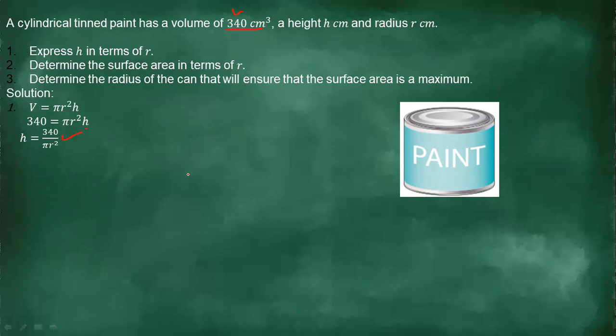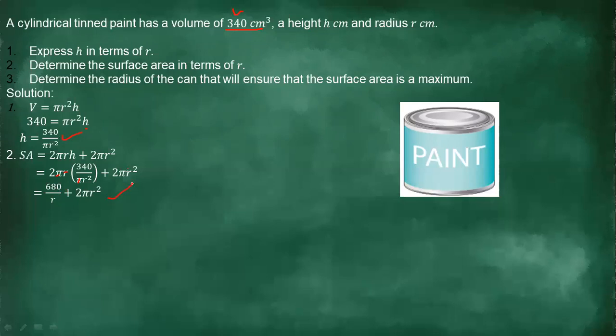Number two, determine the surface area in terms of R. You just write the surface area of the steel, and then this is the surface area. Now you just substitute. Instead of H, you are no longer just putting H or the height. You're going to substitute with 340 over pi R squared. This is what we're having. Thereafter, you just simplify it because this pi cancels this one, and then R cancels another R there. You're left with only one R. 2 times 340 gives us 680 there. And then this is what we're having.